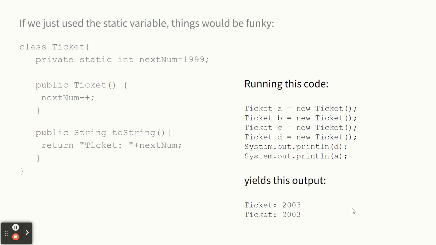If we just use the static variable, I said things would be funky. Check it out. We have private static int nextNum. Every time you make a ticket, it changes the nextNum. But when you printed them, they'd all be 2003. If you don't have a separate place to store the one for each object, then they all have the same number. That whole idea becomes useless.